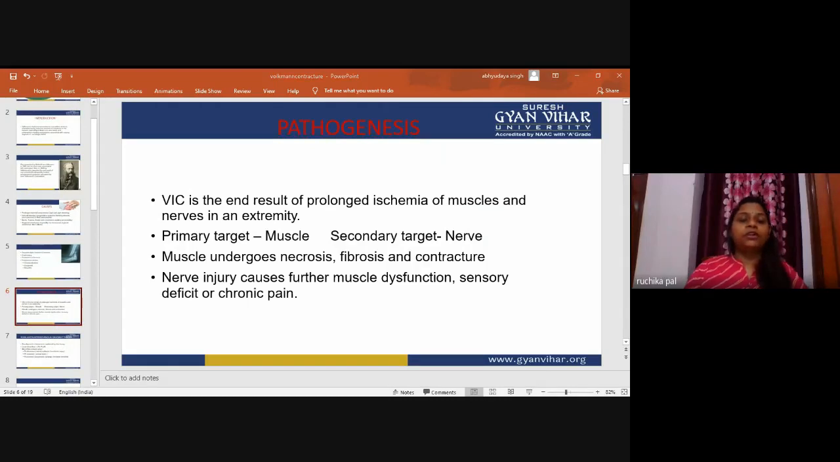A few important points also in the pathophysiology. Volkmann's contracture develops when there is sustained ischemic damage to the muscles. Diminished blood flow to the forearm, causing ischemia, may be due to increased compartment pressure or acute arterial emboli.